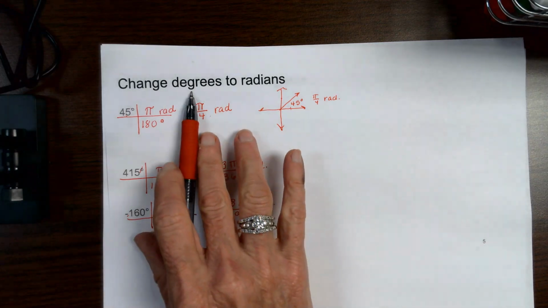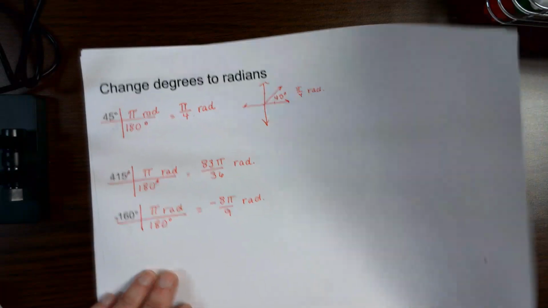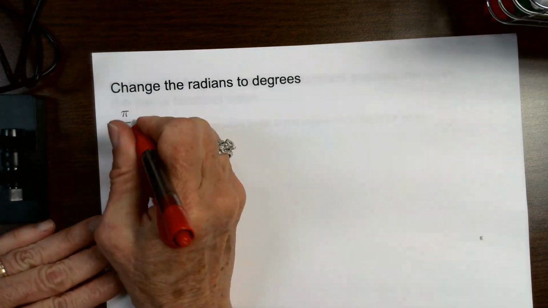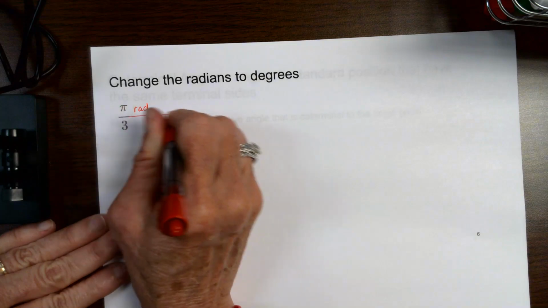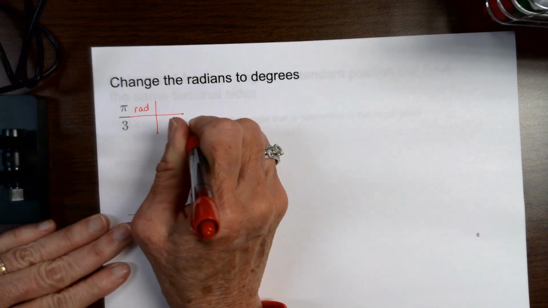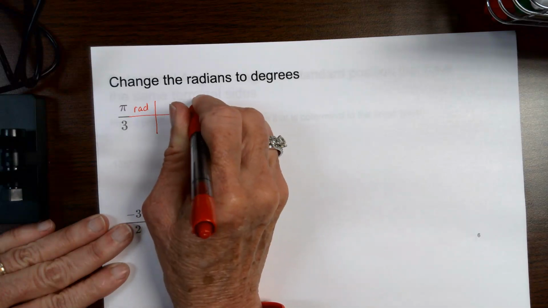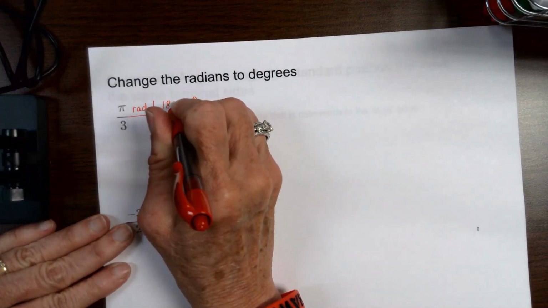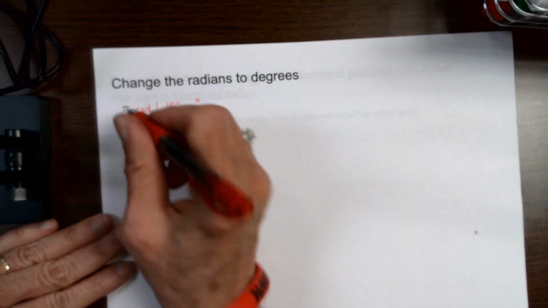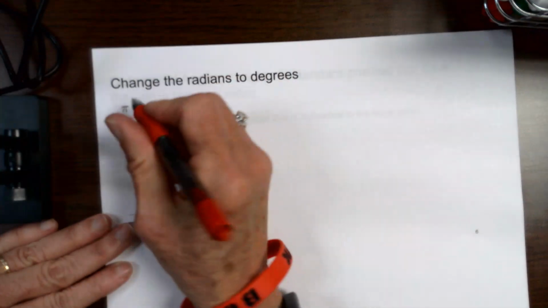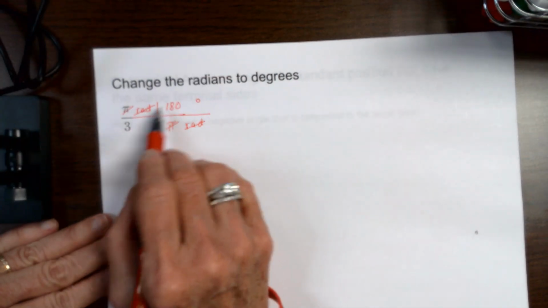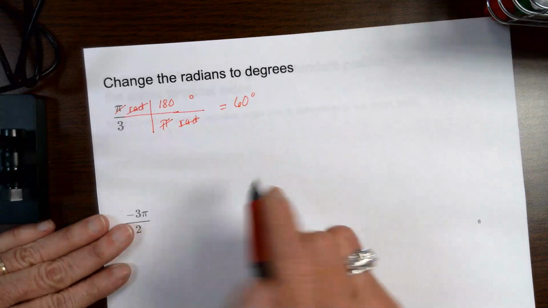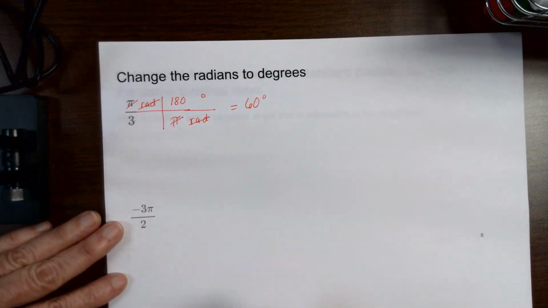So that's changing degrees to radians, but you also have to be able to change radians to degrees. You're going to do the same thing. This time, however, I have radians on the top, and I want to get rid of that, so I need radians on the bottom, and I need degrees on the top. Well, pi radians is the same as 180 degrees. So you can see I've just flipped these two because I want to get rid of the radians. The pi goes away, and I have 180 divided by 3, which is 60. So pi over 3 is the same as 60 degrees.